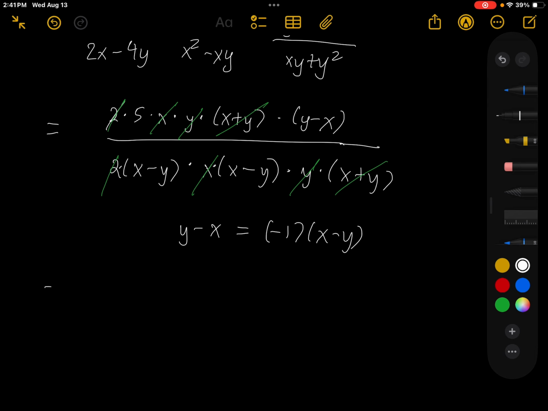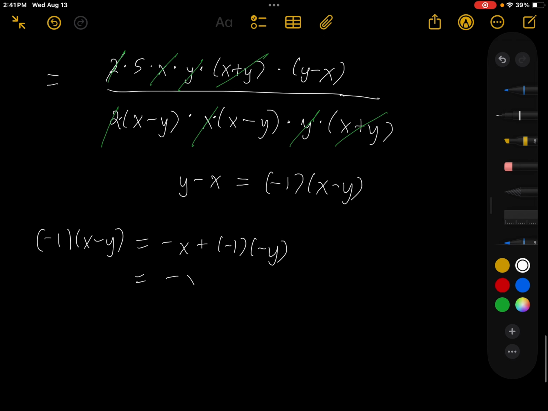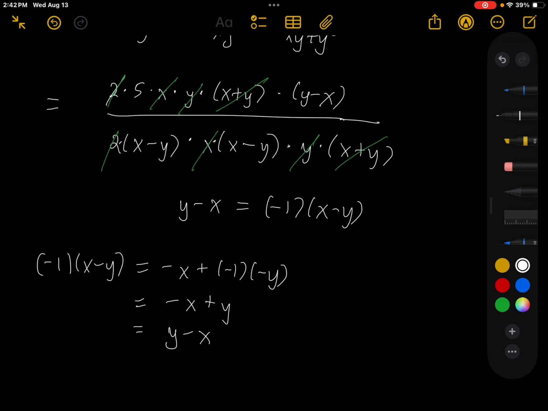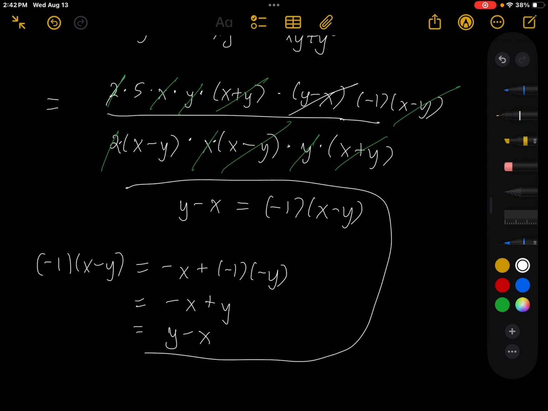Should I just distribute that? Negative 1 times x minus y equals negative x plus negative 1 times negative y. This is equal to negative x plus y. And then that's equal to y minus x. So I'm going to replace the y minus x by negative 1 times x minus y. And now I have an x minus y on the top and bottom. I have factors of x minus y on the top and bottom. So I'm going to be left with -1 at the top.